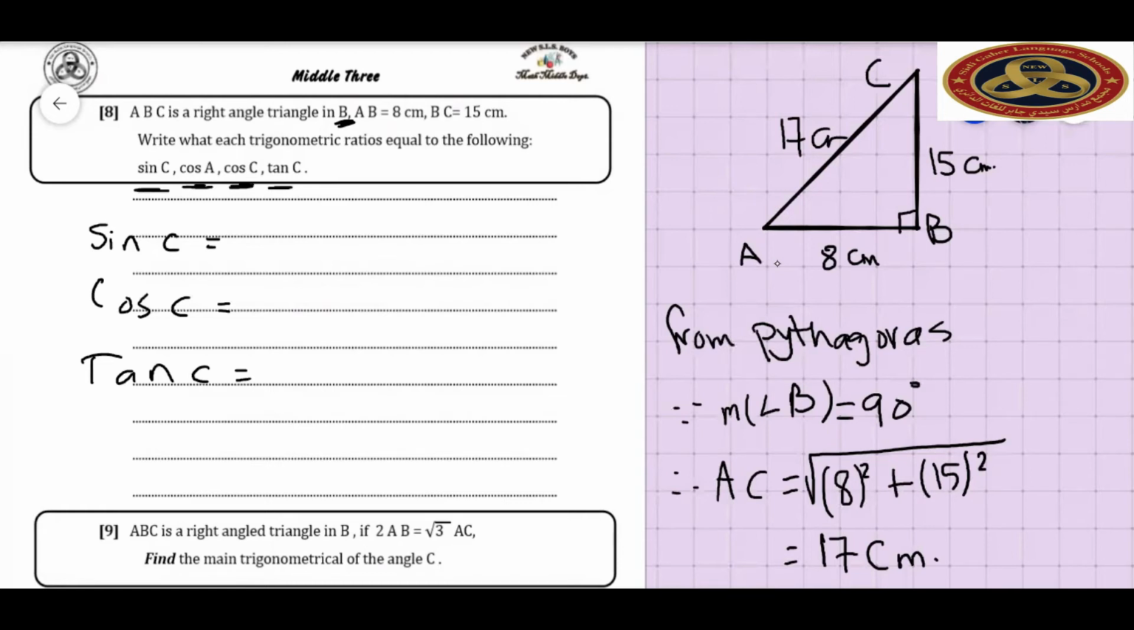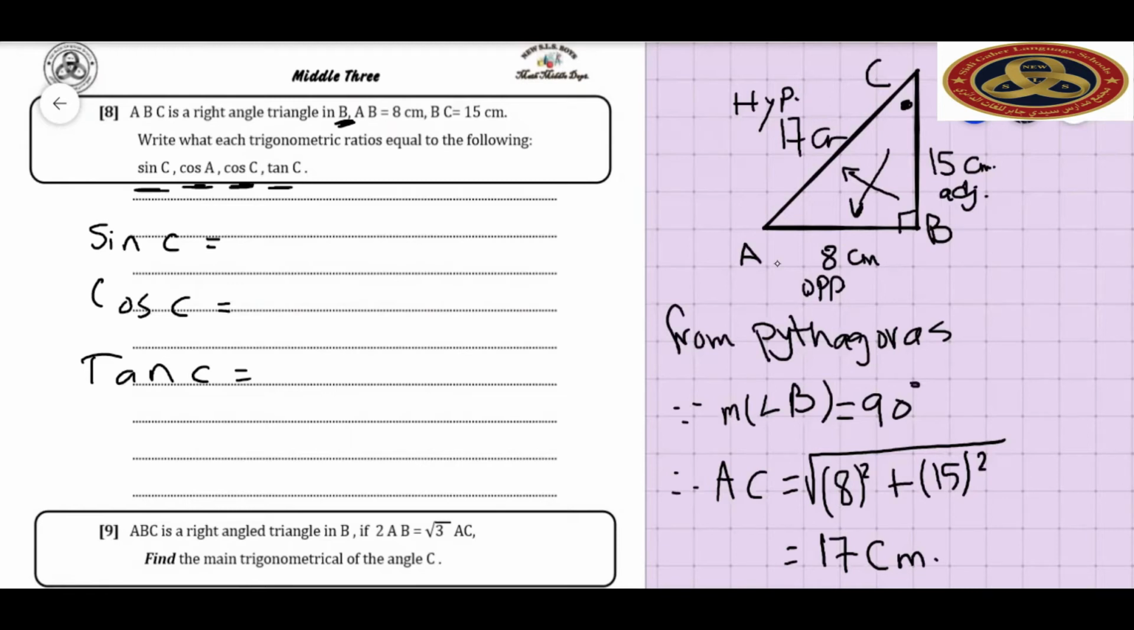Look at the triangle. Where is angle C? This one. Excellent. First, I have to find the hypotenuse. The hypotenuse, which is the side opposite to the right angle, is AC. And AB is the opposite of angle C, which is 8. And 15 is called the adjacent of angle C.